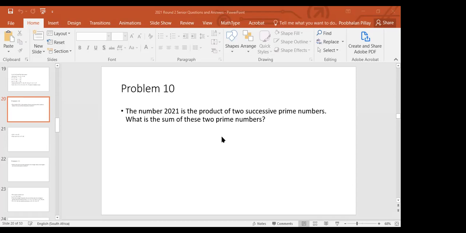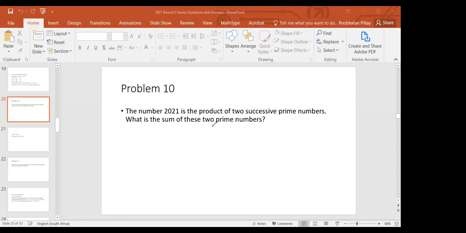Okay, the number 2021 is a product of 2 successive prime numbers. What is the sum of these 2 prime numbers? Now, 2021 is the year in which we are. I think all of you should know that it's not a prime number, but I don't think I mentioned it in any of my classes. So this is a product of 2 prime numbers. In other words, it is not a prime number, it is a product of 2 prime numbers.